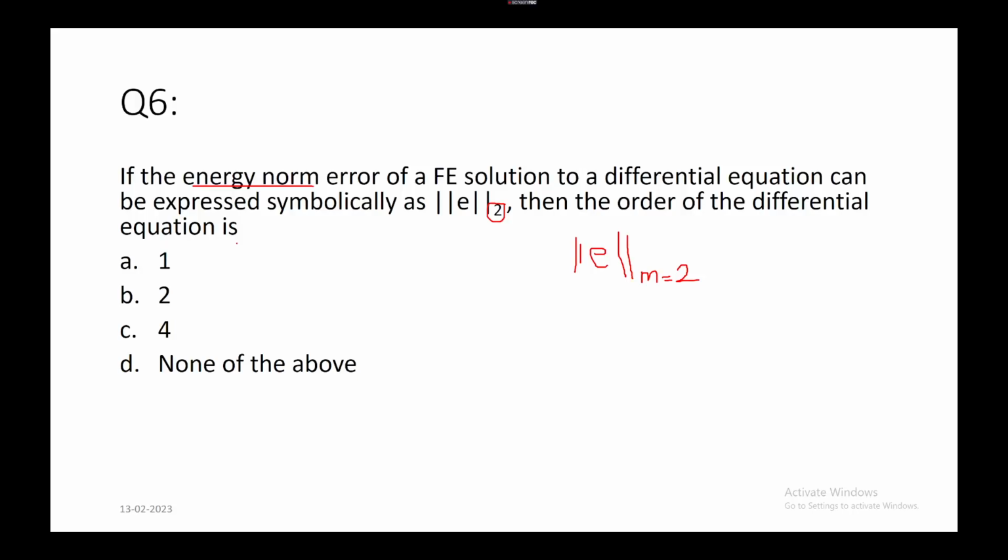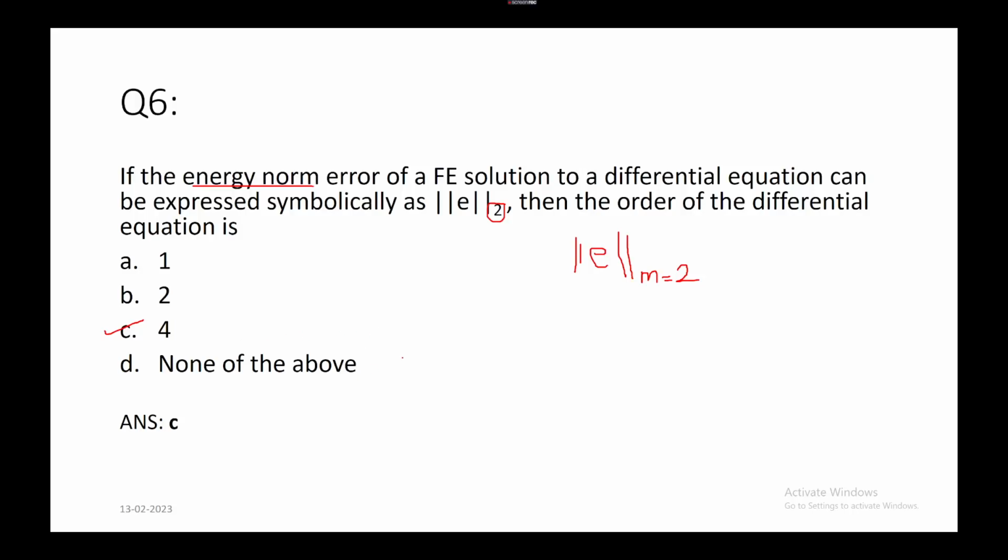So can you guess what could be the answer for this question? Can you recall what was the link between the subscript and the order of the differential equation from the lecture? Are you able to recall? Do you remember? Sir, maybe C, sir, 4. Okay, so one guess is 4. So we'll see the answer. Yes, you are correct. Answer C is 4.